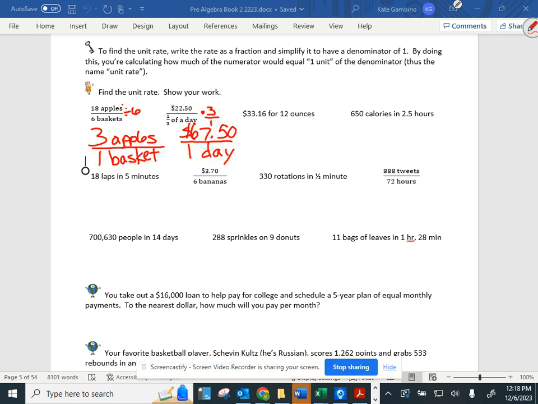Our next one is not set up as a fraction. What did I say to do? Set it up as a fraction. Your answer needs to be in a fraction. You need a 1 as the denominator, so we want to go down to 1 ounce.